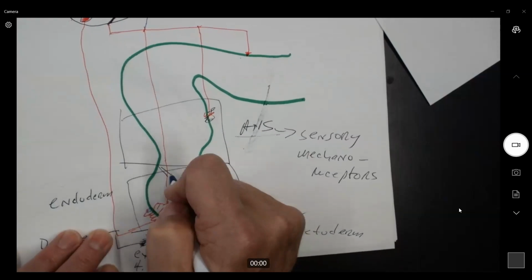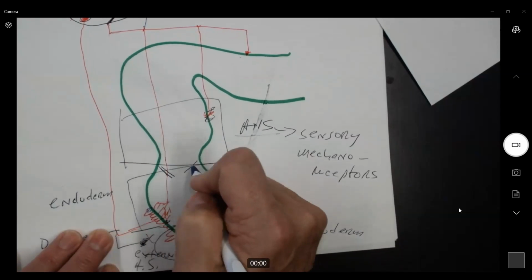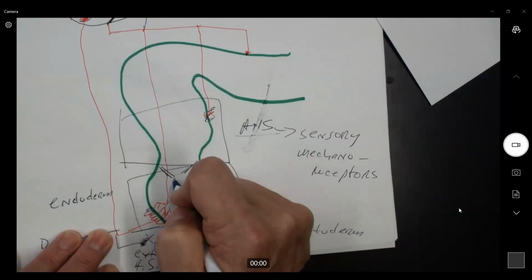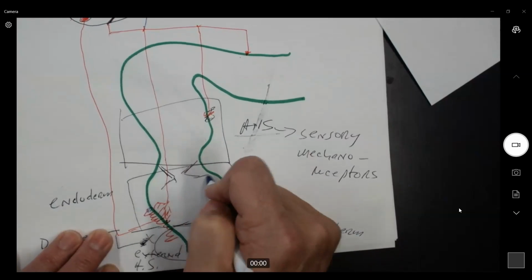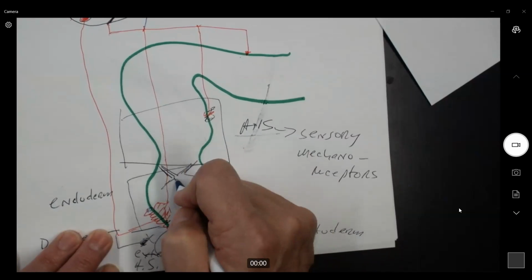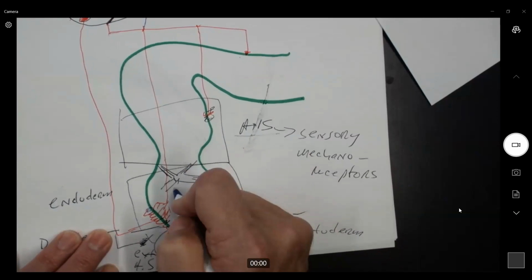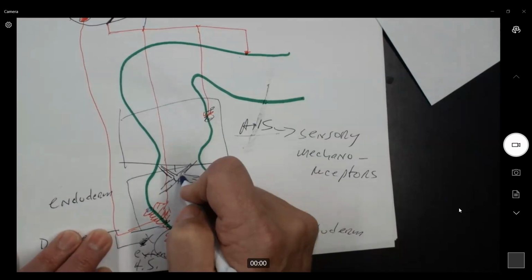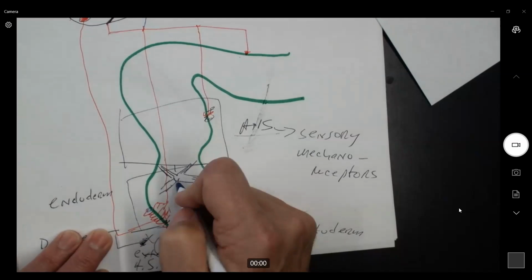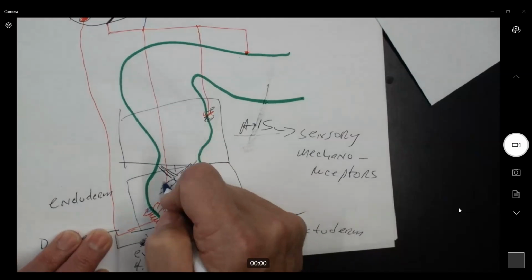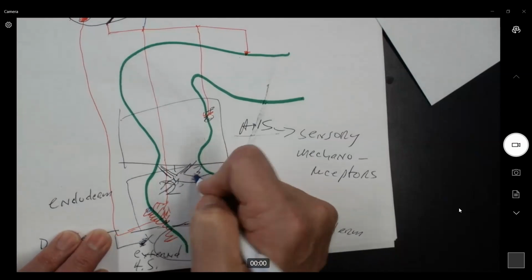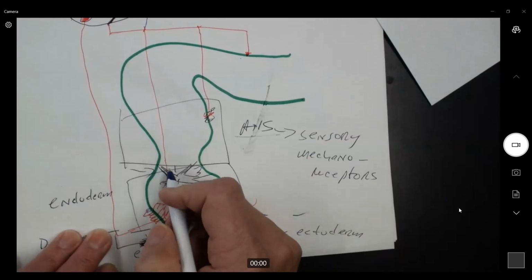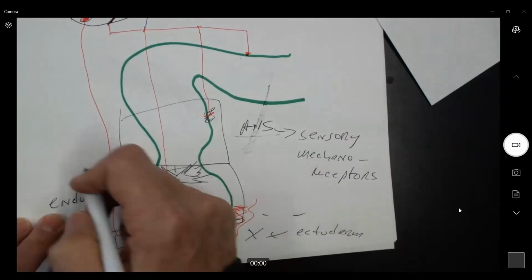There are also in here some vascular cushions. There's 3 of them. I've drawn 4 of them, sorry. 1, let's say this one, 2, 3. These are called hemorrhoid pads.